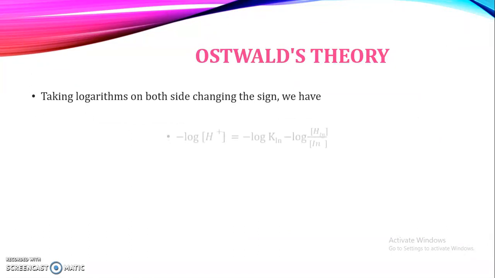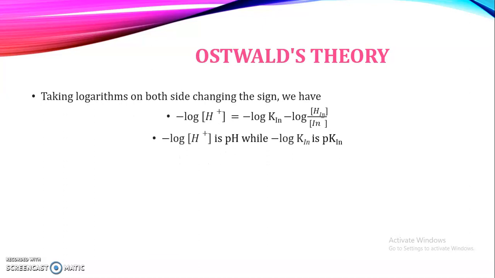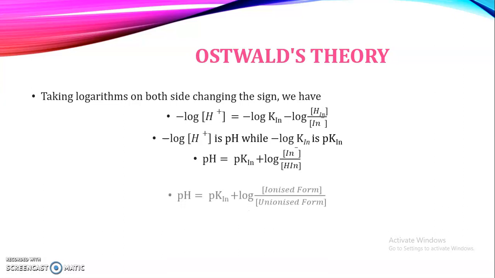Taking logarithms on both sides, we will get minus log H plus ion is equal to minus log K_in minus log HIn divided by In minus. So here, minus log H plus ion is nothing but the pH, while minus log K_in is nothing but the pK_in. By substituting these values in this equation, we will get pH is equal to pK_in plus log In minus concentration divided by HIn.